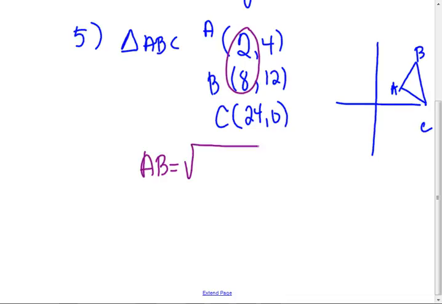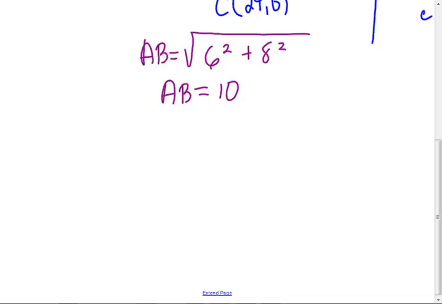It's the square root of, well, how far apart are 2 and 8? Sydney? Yeah, 6. Zach? How far apart are these? 8. Do you recognize that as a Pythagorean triple? Yes. What is AB equal to? 10. Good. Yeah, don't use distance formulas. It's way too hard. I know, because you were taught that, and I can't.